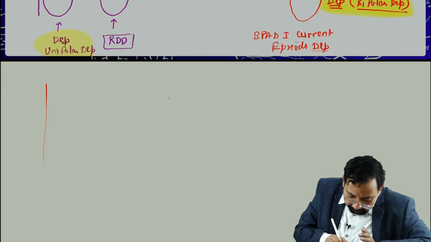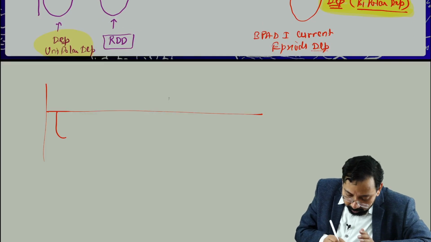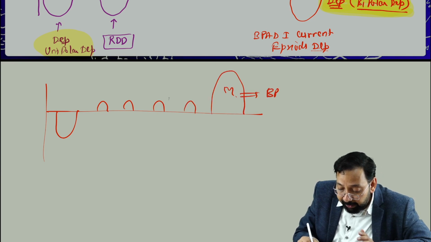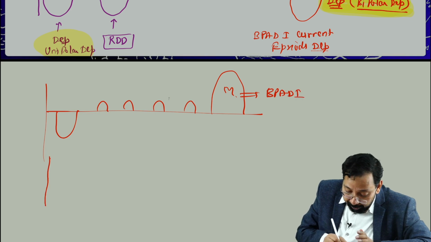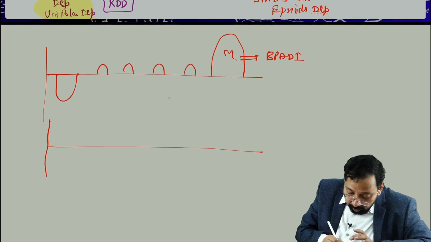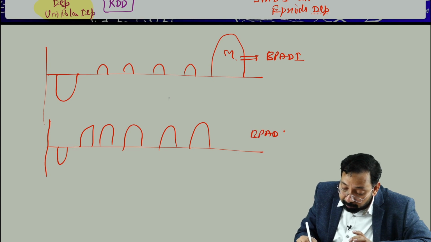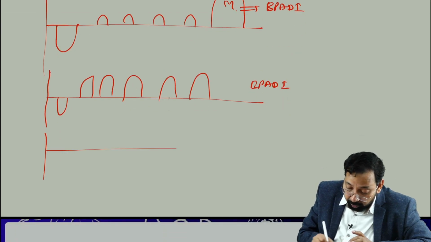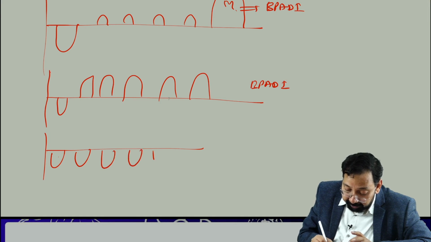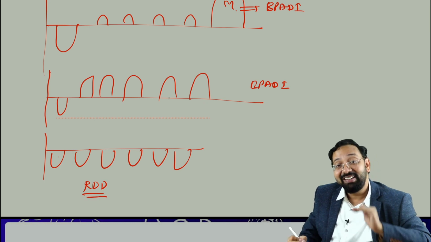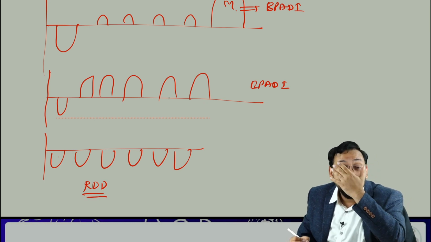So let me explain this way. Suppose a patient came to you: depression, hypomania, hypomania, hypomania, hypomania, mania. Mania means BPAD1. If a patient came to you with depression, mania, mania, mania, mania, mania, this is BPAD1. If a patient comes to you with depression, depression, depression, depression, depression, depression, it is recurrent depressive disorder. Depression is occurring again and again, recurrent depressive disorder.